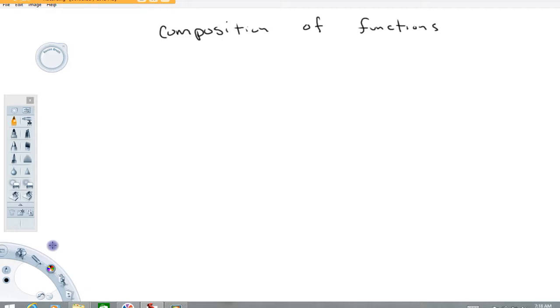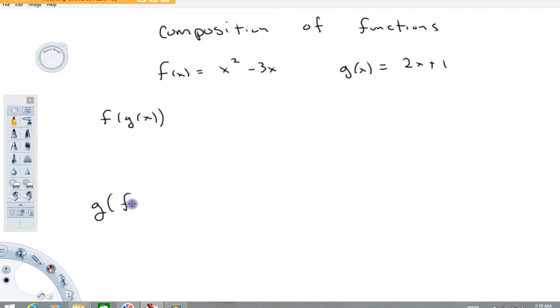Given the function f of x equals x squared minus 3x, and g of x equals 2x plus 1, we're going to find a couple of things here. First, we're going to find f of g of x, and again, I'm going to use my preferred notation here, and then we're going to find g of f of x. So let's do that. Again, this guy, f of g of x. This means that in the place of x, we're going to put g of x, which is equal to this.